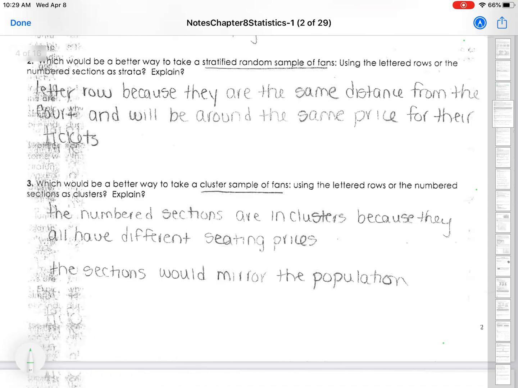Now, which would be better, to take a stratified random sample of fans using the lettered rows or the numbered sections as the strata themselves, and explain. So most likely the letter rows, because they're the same distance from the court and they'll be around the same price for their tickets. Otherwise, you're going to be dealing with people that are closer or further away, and that could sort of change the way that the study or the survey was intended to go.